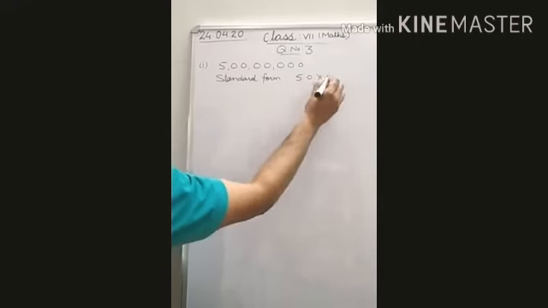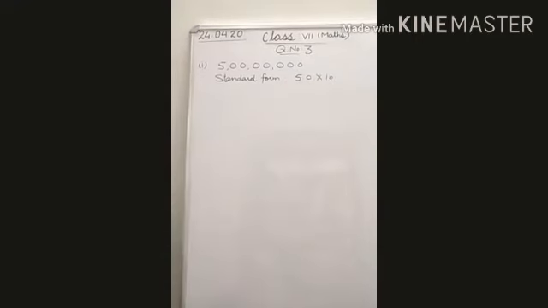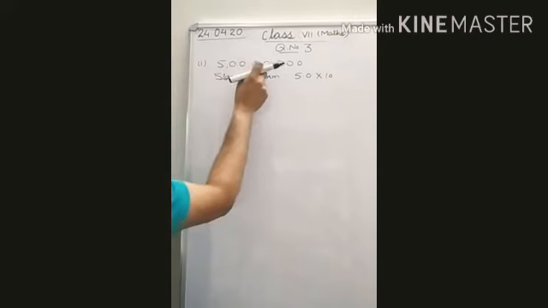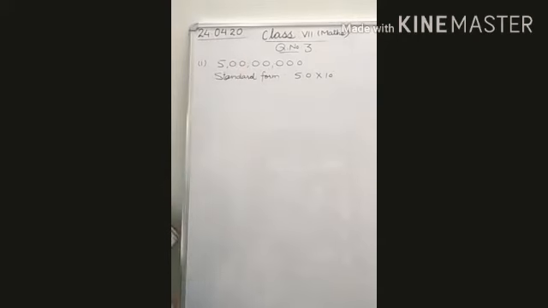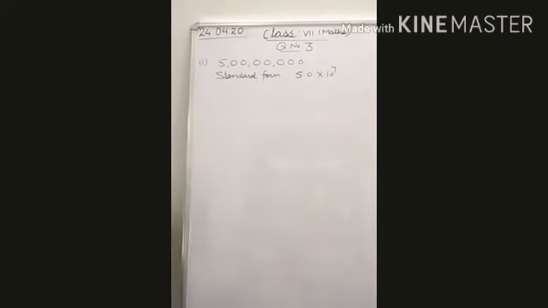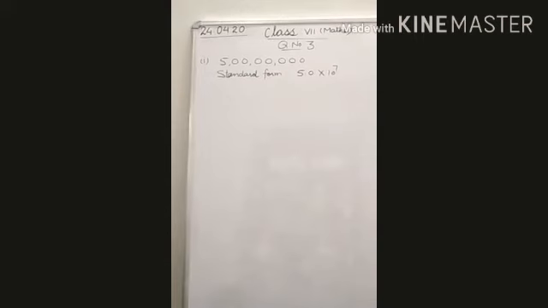into, now 10 raised to the power how much? Here you just see after 5 how many digits are there? 1, 2, 3, 4, 5, 6, 7. 7 digits are there. So 10 raised to the power 7. This will be the answer of this question. In the same way, with the same method, we have to do the next question. So let us start it.